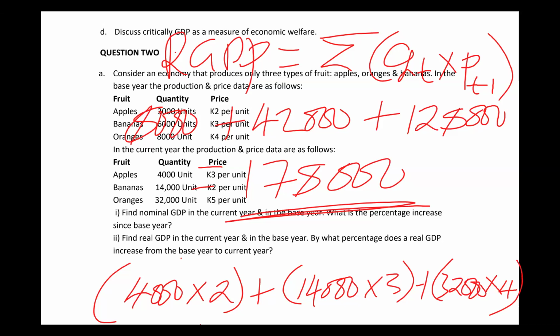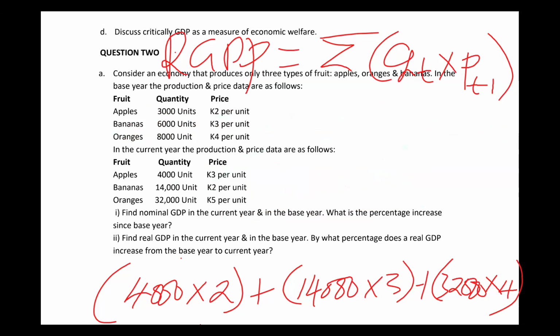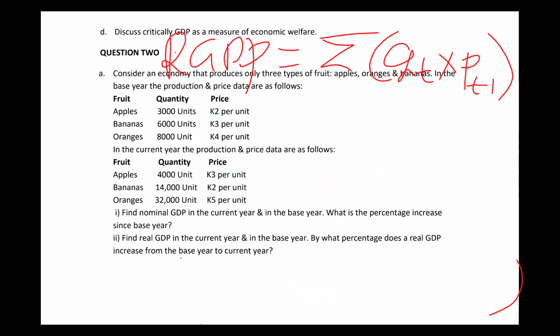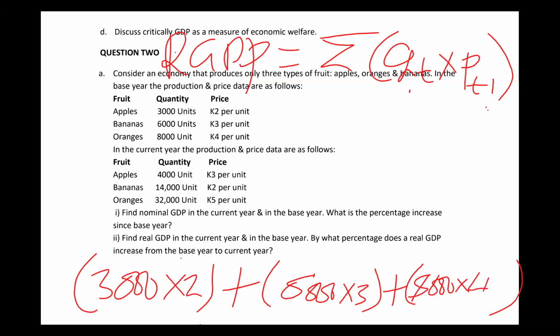Now, let's do the real GDP in the base year. How do you find the real GDP in the base year? It means we are using the quantities of the base year again times the prices of the base year. You get what I mean? Quantities of the base year times the prices of the base year. And so you go over this again. 3,000 times 2 plus 6,000 times 3 plus 8,000 times 4. You can do your computation all together.